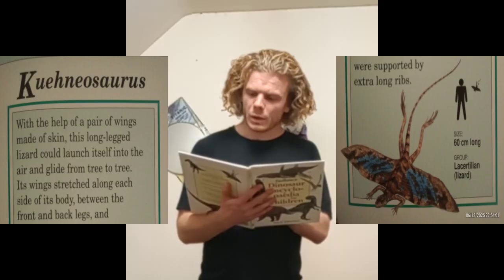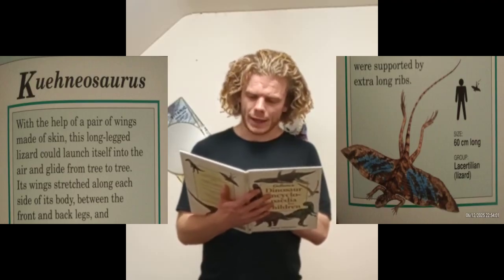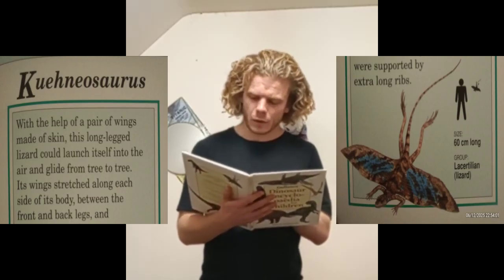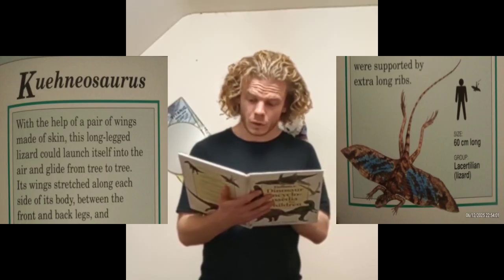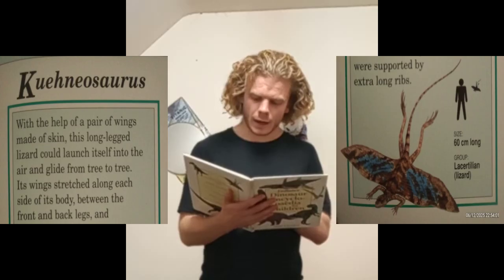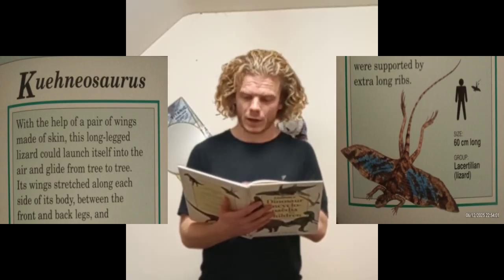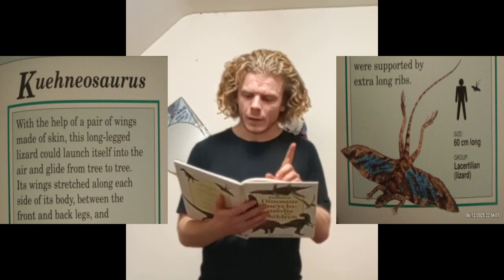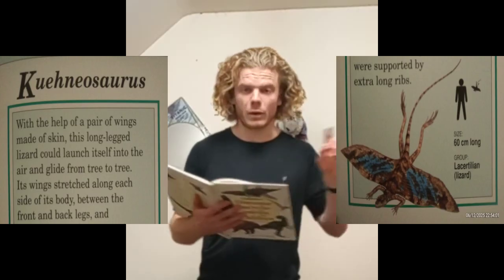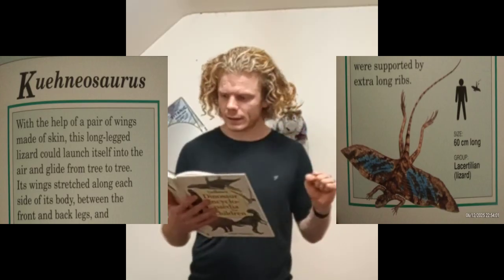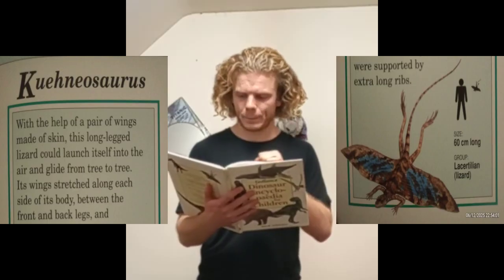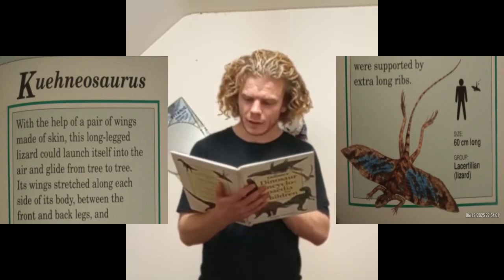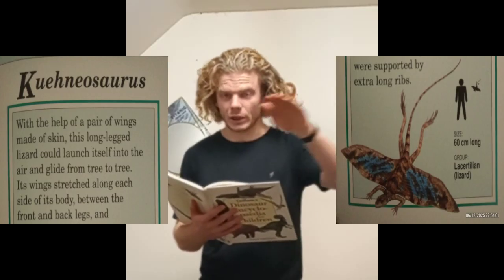So the Kuehneosaurus, with the help of a pair of wings made of skin, this long-legged lizard could launch itself into the air and glide from tree to tree. Okay, let's take the sentence in shorter parts. With the help of a pair of wings. It had wings, the Kuehneosaurus had wings, and they were made of skin. Okay, this long-legged lizard could launch itself into the air and glide from tree to tree.